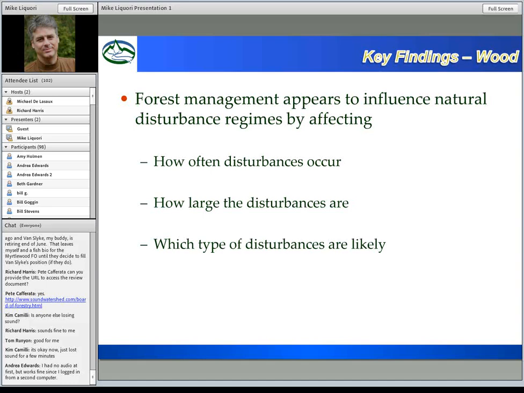Forest management can influence these natural disturbance regimes specifically by affecting how disturbances occur. So changing the fire frequency regime, for example, can influence wood recruitment. How large the disturbances are, and which type of disturbances are likely.